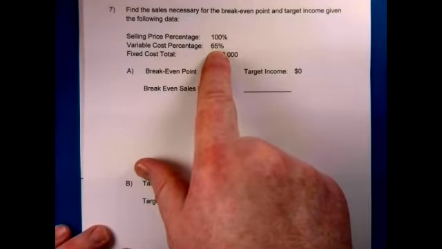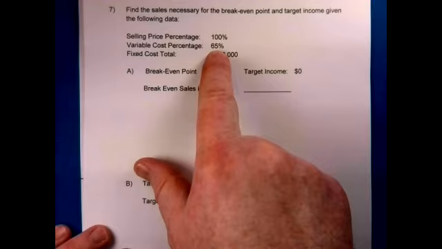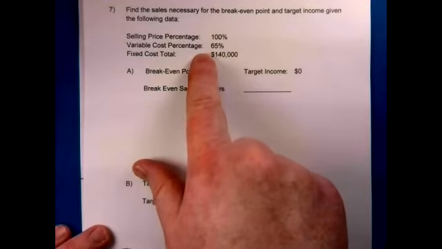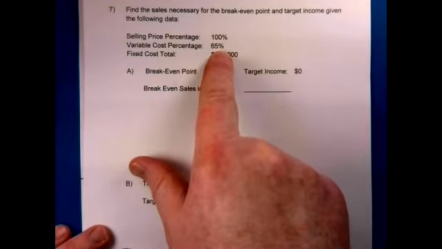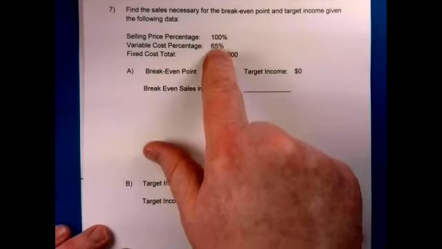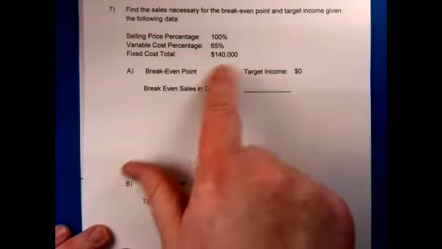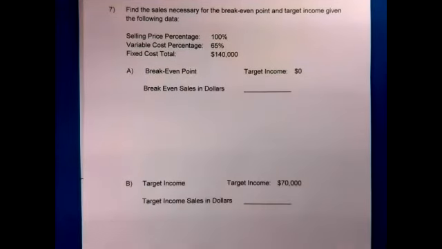Now, we don't know exactly how many units there are going to be because they don't tell us how much it is per unit. But we can use these percentages to get the dollar sales. And so what we really come up with is sort of X equals an imaginary unit.